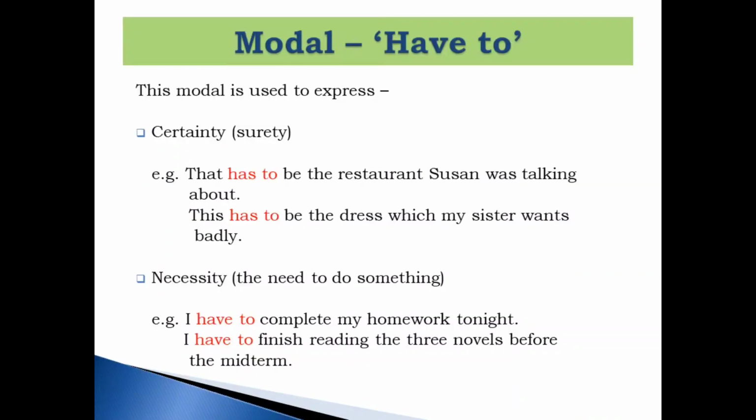Now, let's look at the modal have to. This modal is used to express certainty or surety. For example, that has to be the restaurant Susan was talking about. This has to be the dress which my sister wants badly. Have to also expresses necessity. For example, I have to complete my homework tonight. I have to finish reading the 3 novels before the midterm.